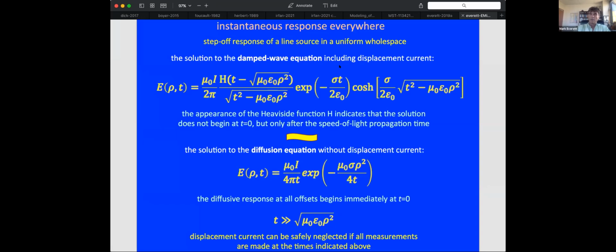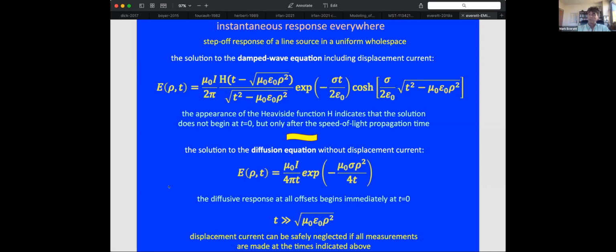uniform whole space. So we know that the solution to the full damped wave equation, which includes the displacement current, is given by this big formula here. Look carefully and you'll see the appearance of the Heaviside function in the equation, which indicates that the response does not begin at time equals 0, but actually begins after the speed of light propagation time. In other words, it takes a finite time for the signal to reach the receiver. That's when you include the full displacement current.